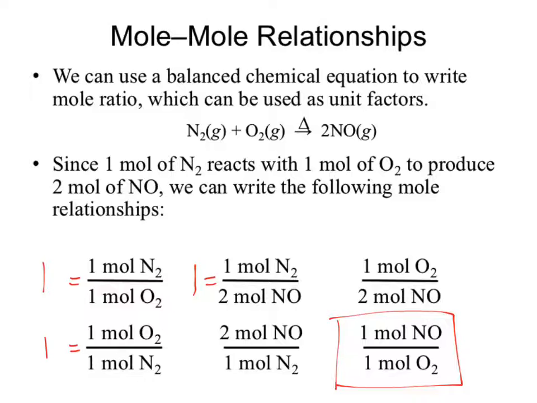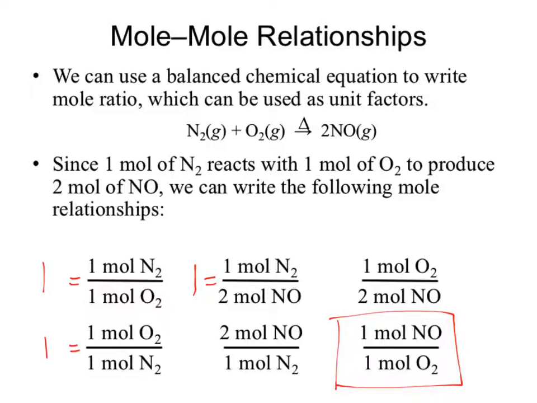Okay? And that does look weird because 1 divided by 2 is not 1. That's true. 1 mole of N2 divided by 2 moles of NO is 1. So you have to be careful in the meaning behind the unit factor. The unit factor is by definition 1, and that comes from where we started, which was the equality.